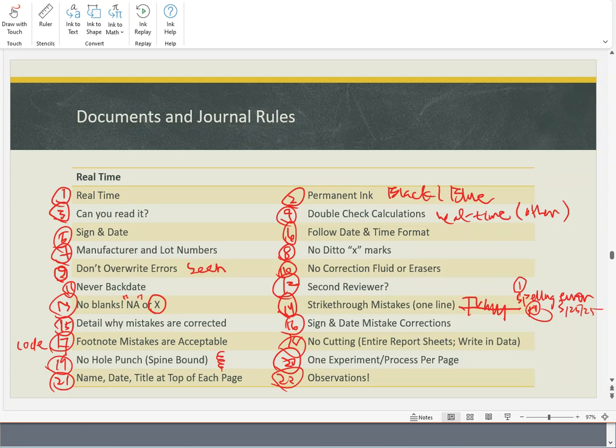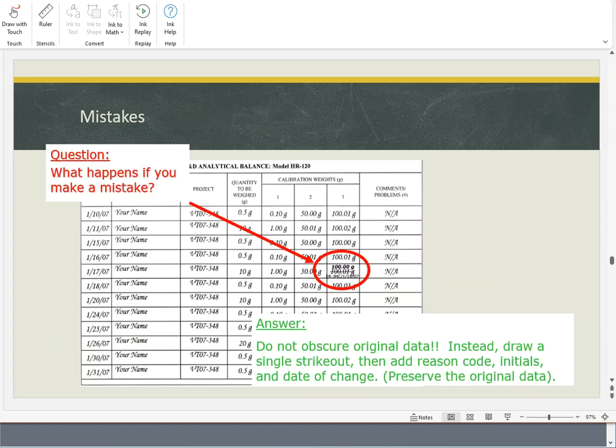You know, what is happening observational wise? That needs to be documented as well. And a lot of people forget that because it's such an easy thing to forget when you start focusing on all of these other things. When we talk about mistakes, this is kind of an example of what we're after or what we're looking for.